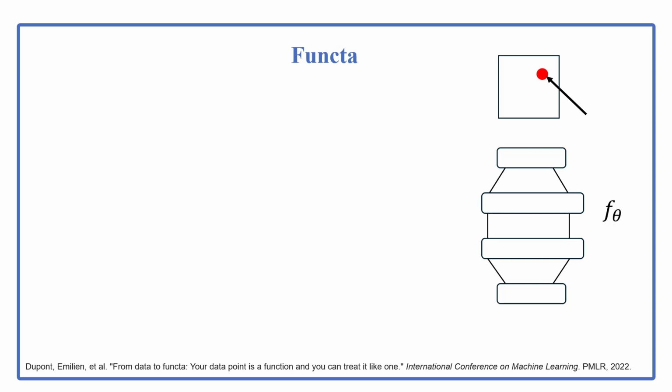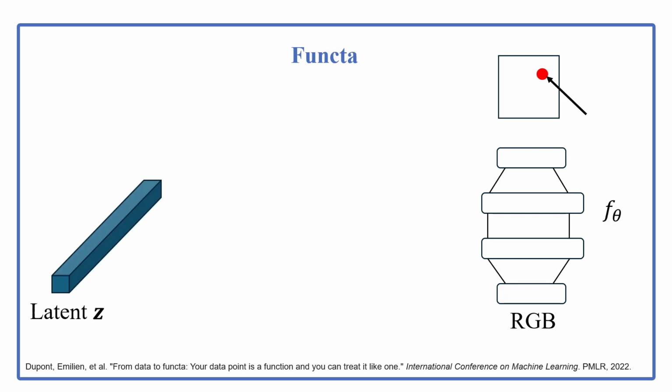We have input coordinates, for example, as shown in the red circle, and we want to predict the RGB values. So right now, it is the same as the single data point representation using implicit neural representation. But here we define a latent vector z for each data point in the data set. So each data point in the data set, we're going to map it to a latent z.